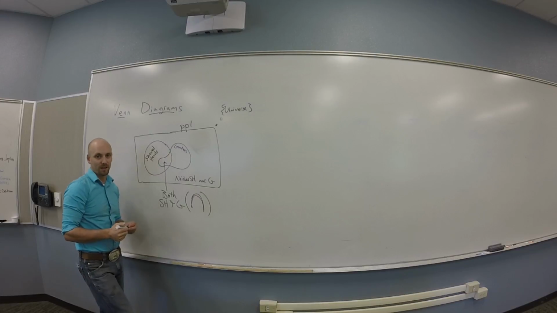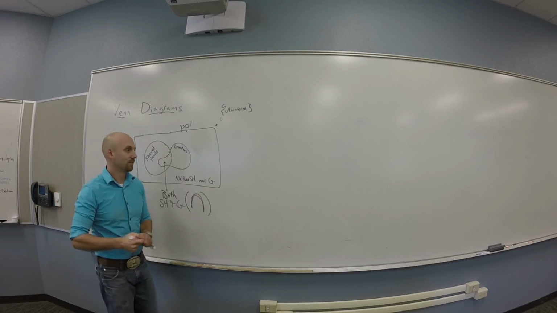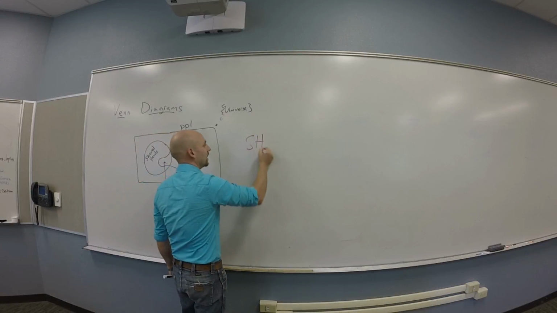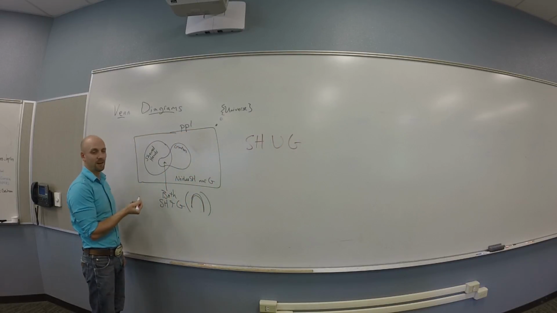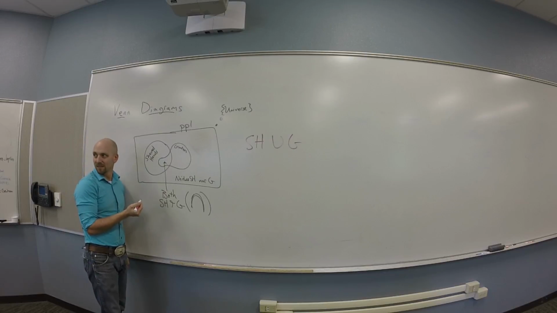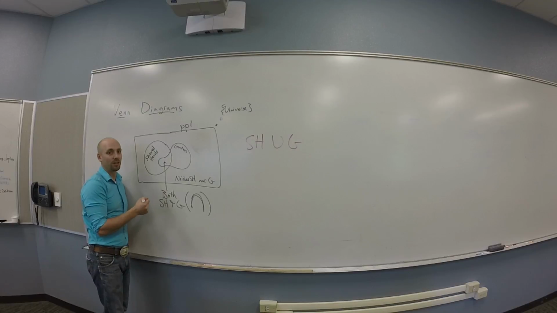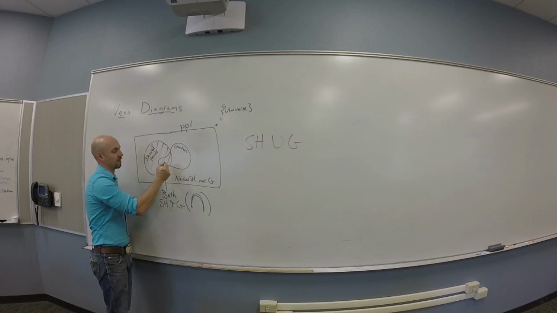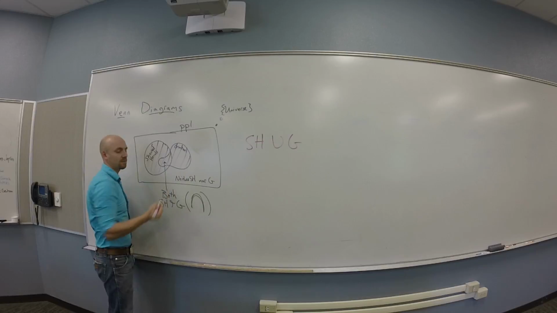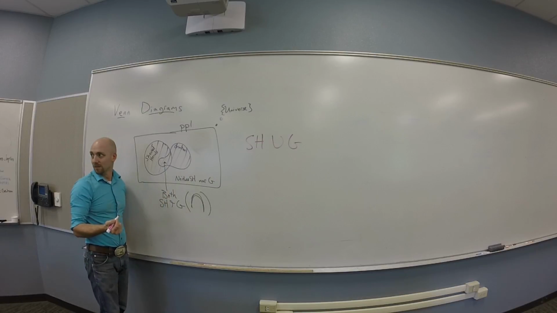Where's the union thing here? Shaved heads union goatees. How do I draw that in here? Yeah, that's all the stuff that's inside the shaved head bubble, right? So that's this stuff. And also all the stuff that's in the goatee bubble.